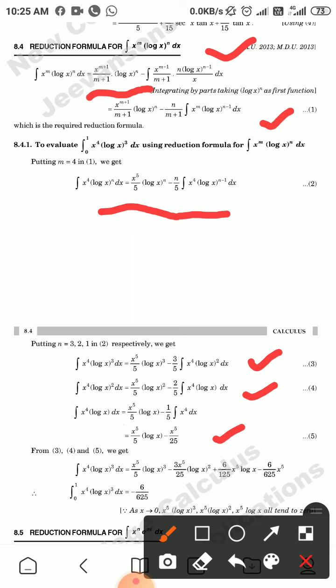From the third, fourth and fifth relations we get the required result, that is integration 0 to 1 x raised to power 4 log x raised to power 3 dx is equal to minus 6 by 625.